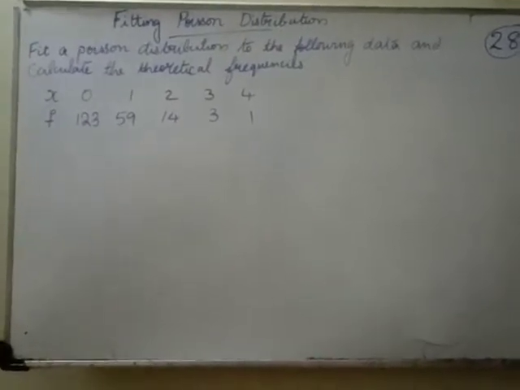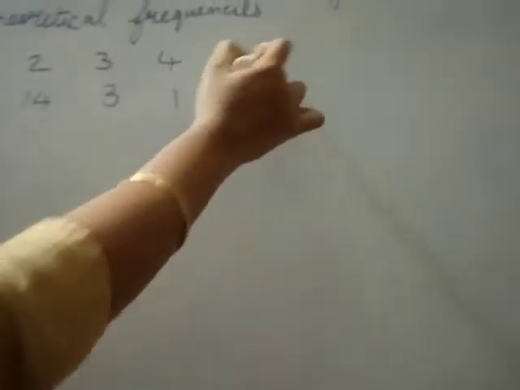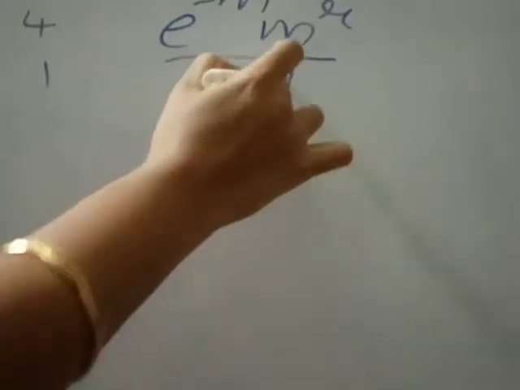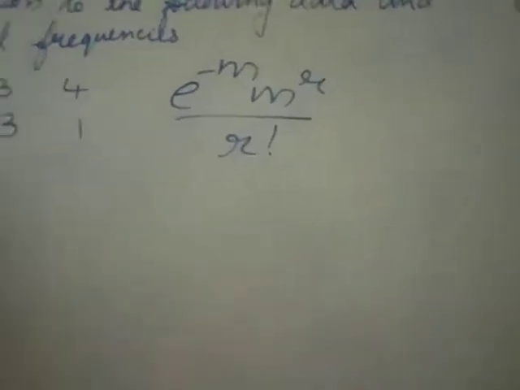So at once you have to write what? The formula. What is the formula? e raised to minus m, m raised to r by r factorial. We require m, which you have to calculate. r means the x value itself. Okay, r is the same as x.